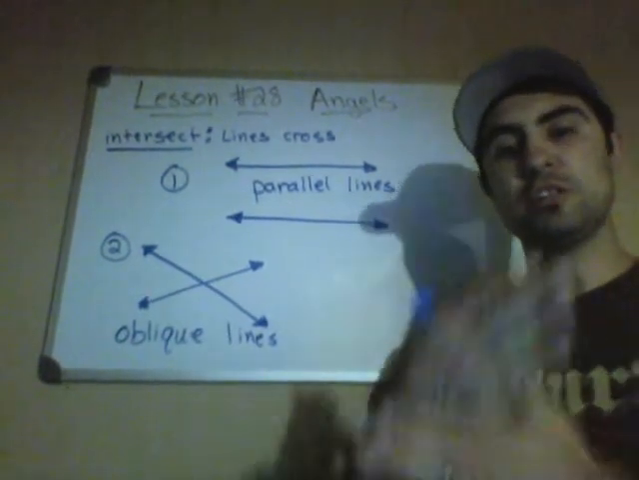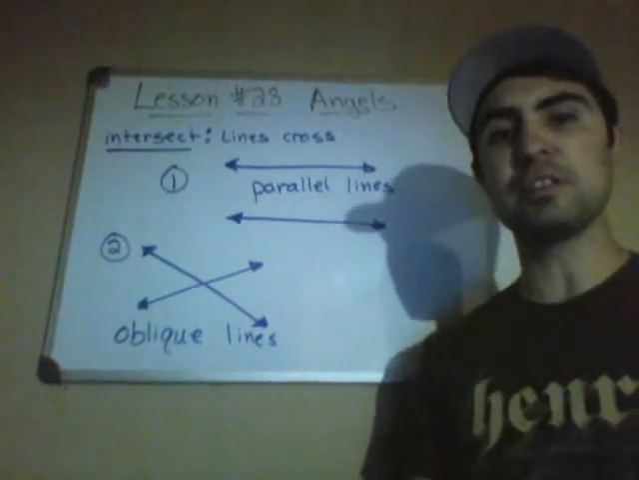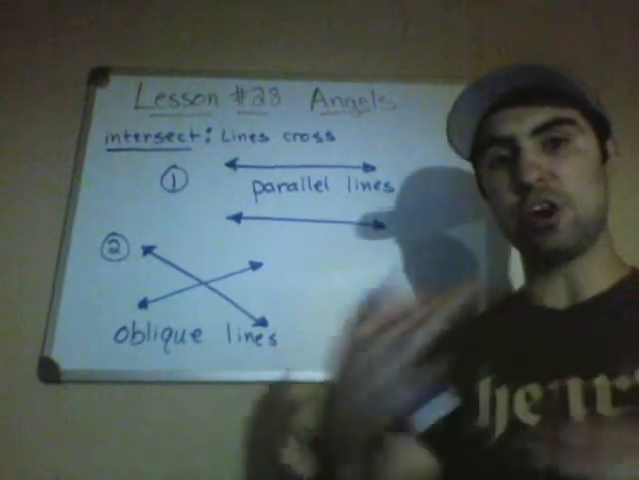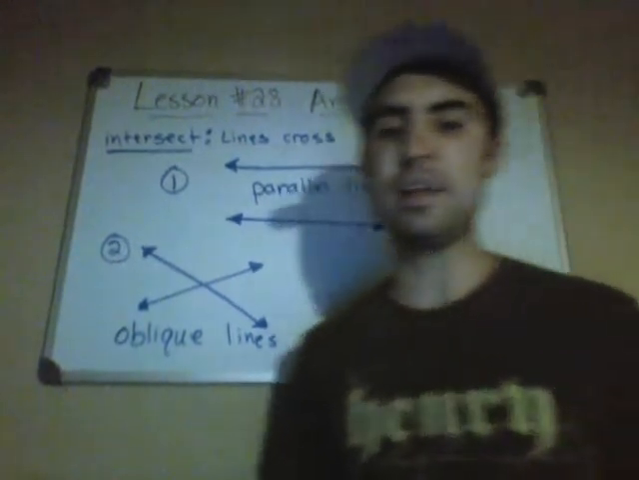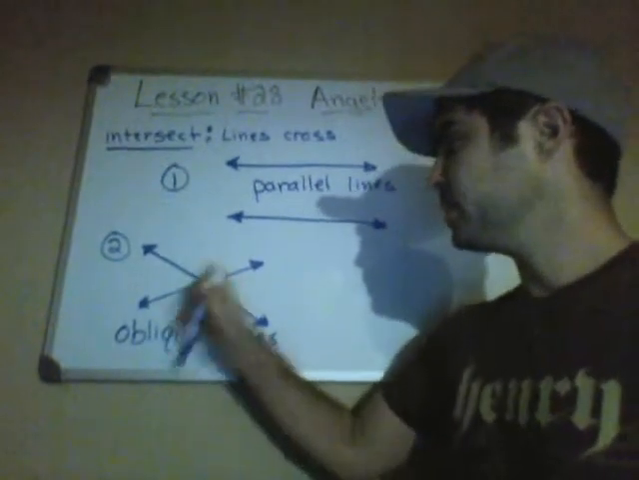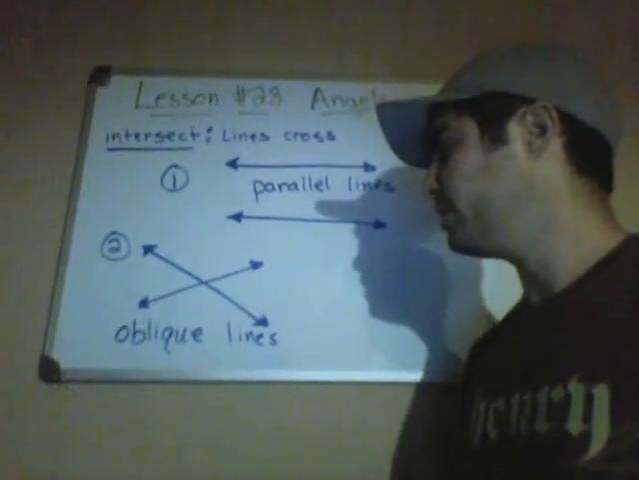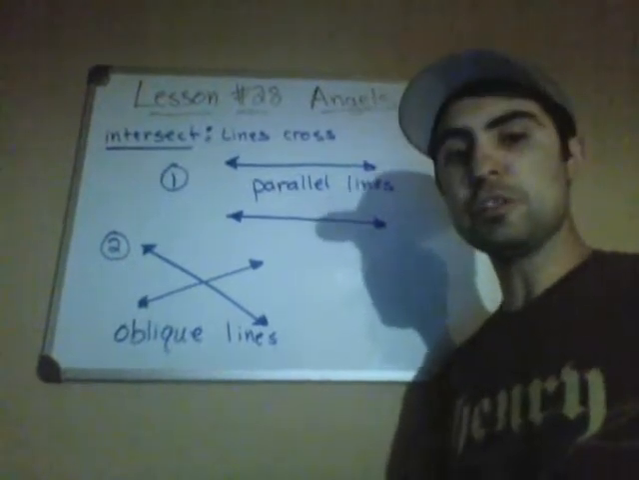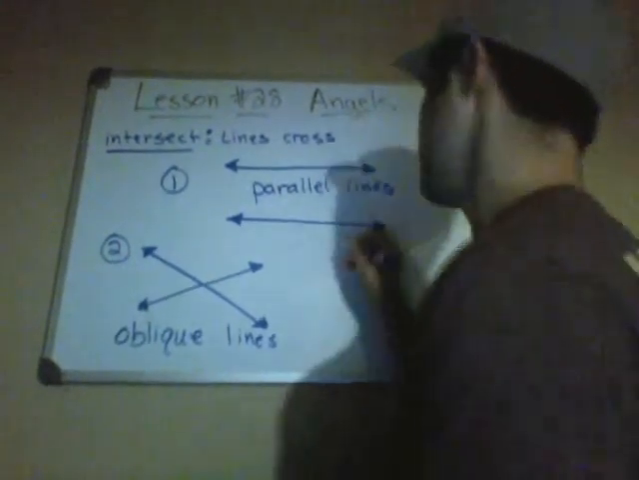That's where two streets cross. Usually there's a stoplight or stop sign or something at an intersection because we don't want cars to collide. So most of the time, if two lines cross, they are known as oblique lines. Okay, but there is a special type of intersection that I want to talk about.